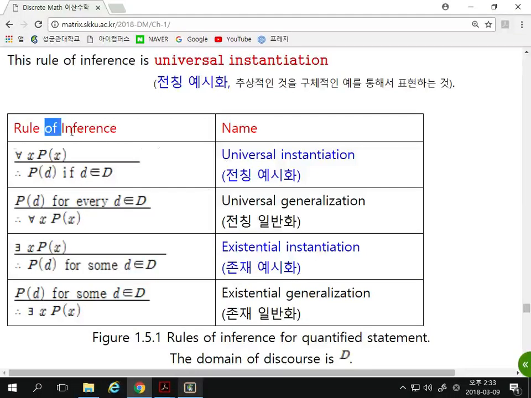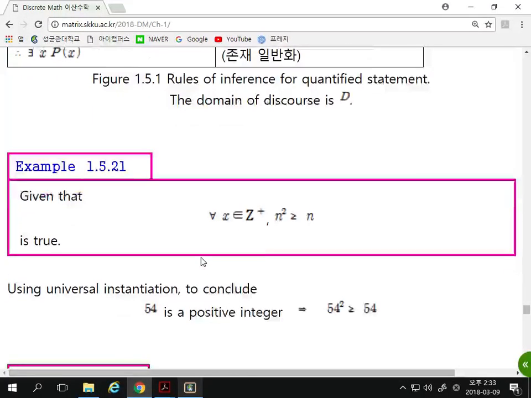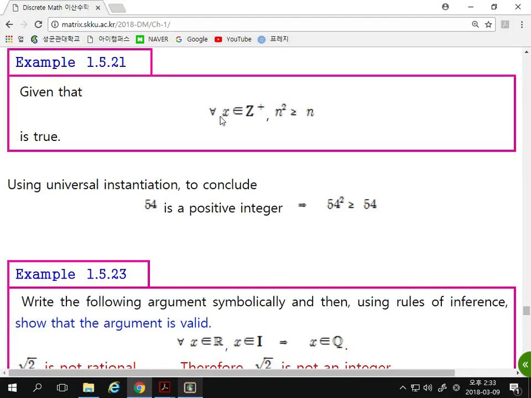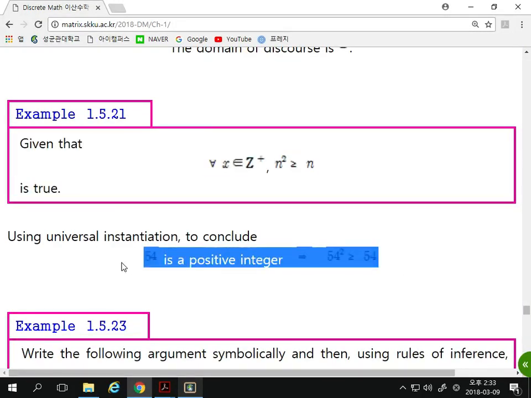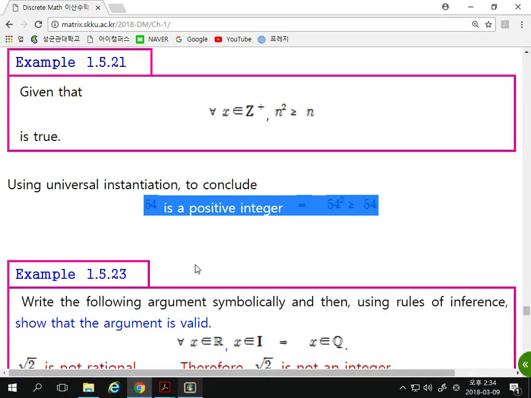Anyway, these are the four types of rules of inference. With those, we see the next example. For all n in Z plus, n squared is greater than or equal to n is true. Here, using universal instantiation, we conclude that 54 is a positive integer, so 54 squared must be bigger than 54. That is true for all, so it should be true for any particularly chosen number, 54, isn't it? If this is true, then this is true. That's one example of using universal instantiation.